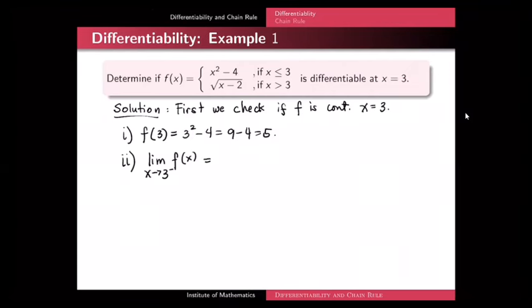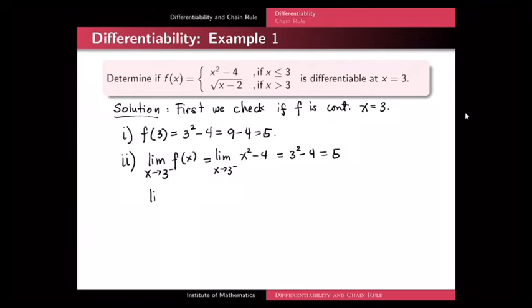Limit of f as x approaches 3. Let's start from the left. Okay, so we have to check which of these two functions we shall substitute to f as x approaches 3 from the left. So 3 from the left means that x is less than 3. So we will use this function, okay? So that is the limit of x squared minus 4 as x approaches 3 from the left. And since x squared minus 4 is a polynomial, we can just simply substitute 3. So you have 3 squared minus 4. This is equal to 5, okay?